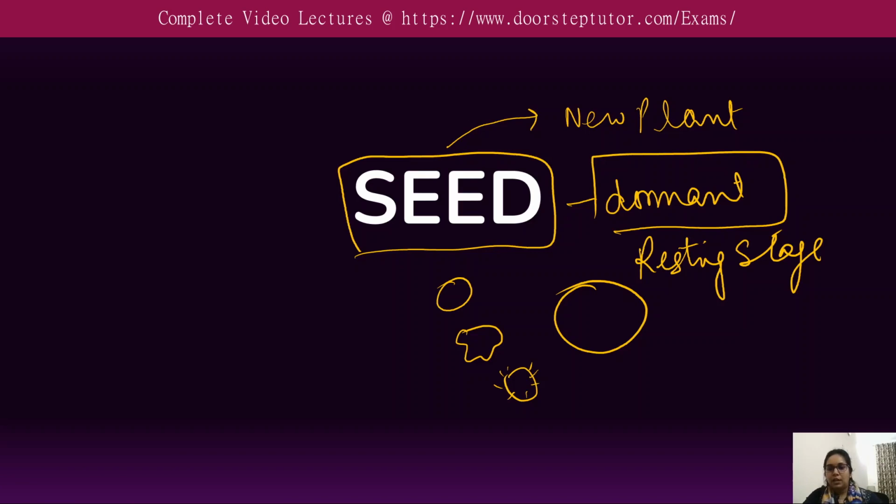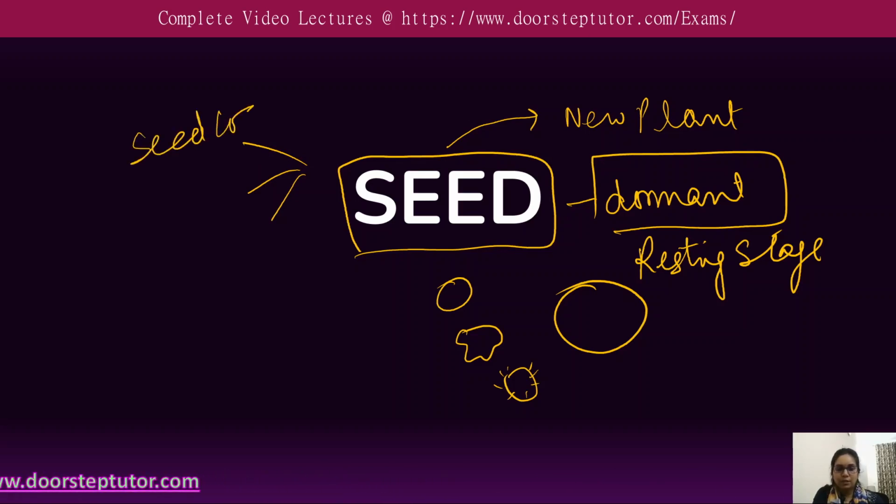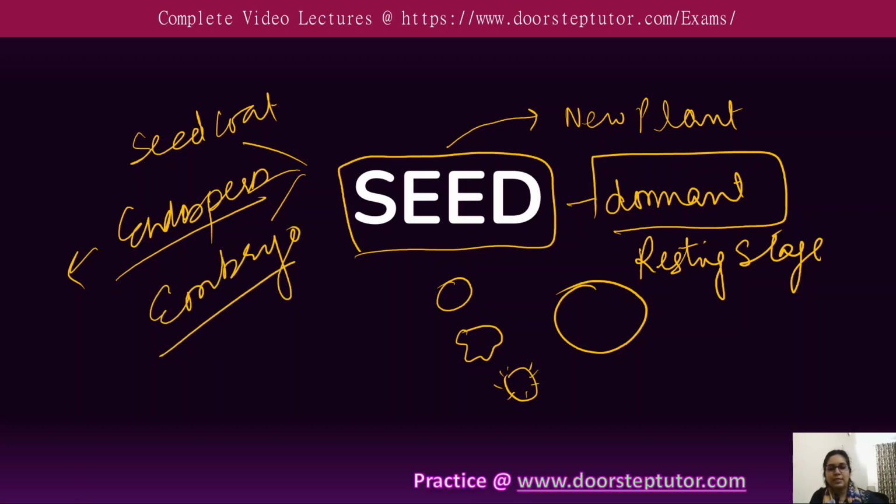Okay. The seed has generally three parts which we will discuss in a while. The seed has the seed coat, that is the outer covering. The endosperm is there. Okay, the endosperm is the reserve material, the stored food. And the embryo is there.